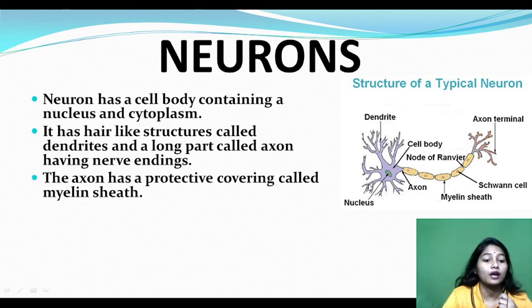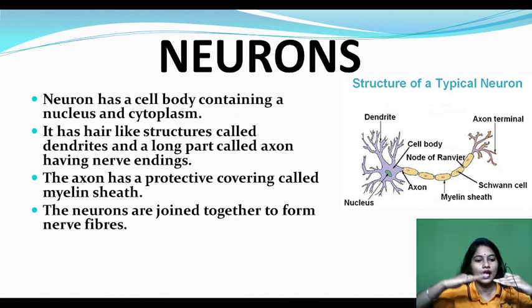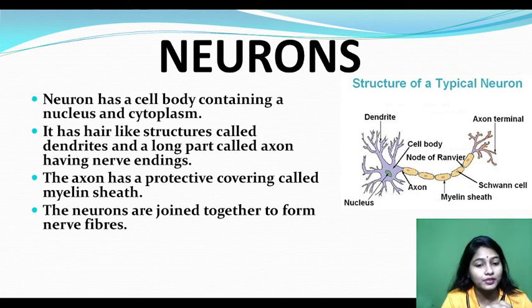Okay. Now the axon has a protective covering called the myelin sheath. We know that the most important parts of the body or most important cells are very VIP and they need a protective covering. So here the axon has one protective covering which is called the myelin sheath, and the neurons are joined together to form nerve fibers. See, one neuron, again another neuron, again another neuron. So together they will make a chain and it will be called a nerve fiber.